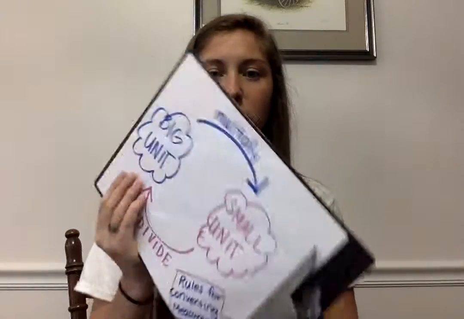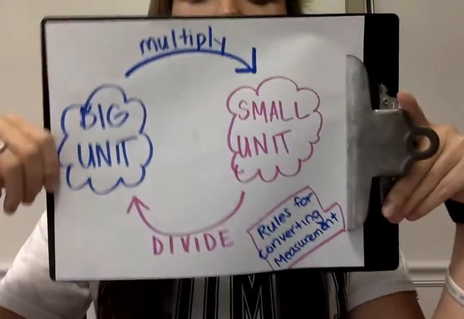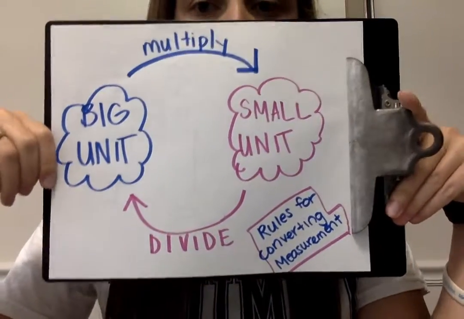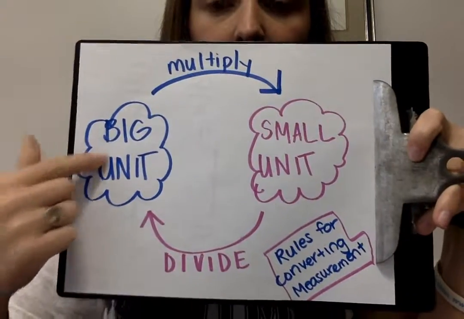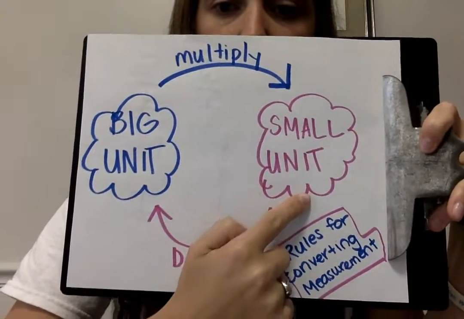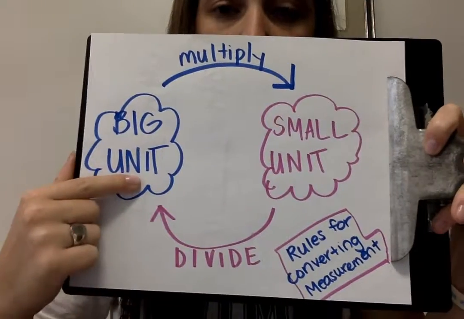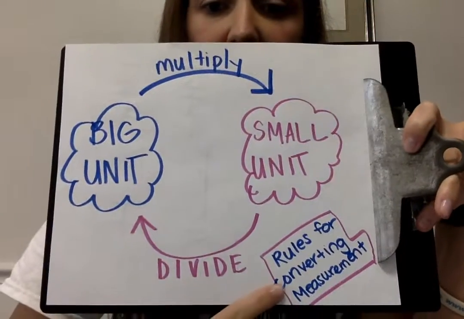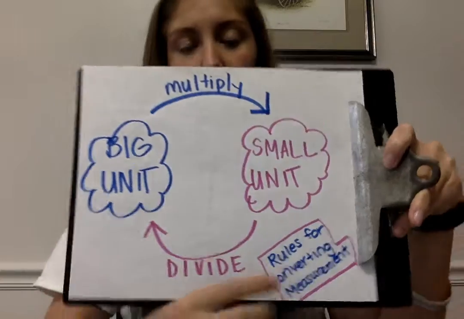All right, so you guys will probably see one of these little anchor charts coming into your classroom. Big unit to a small unit, we multiply. A small unit to a big unit, we're going to divide. And these are our rules for converting measurement.